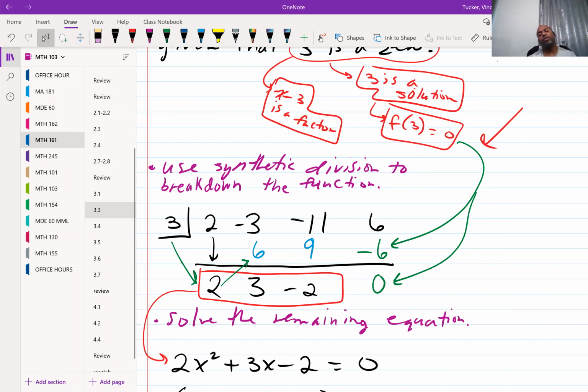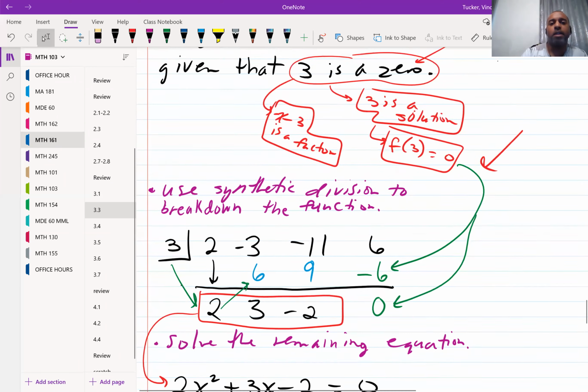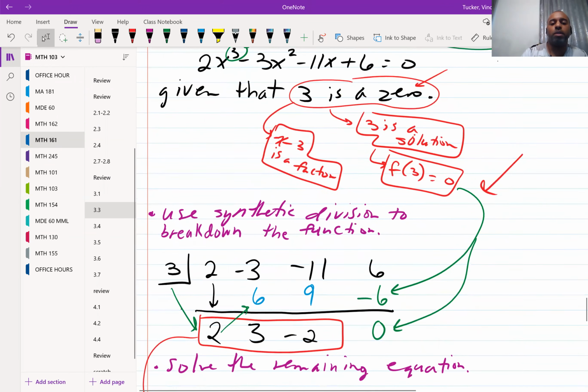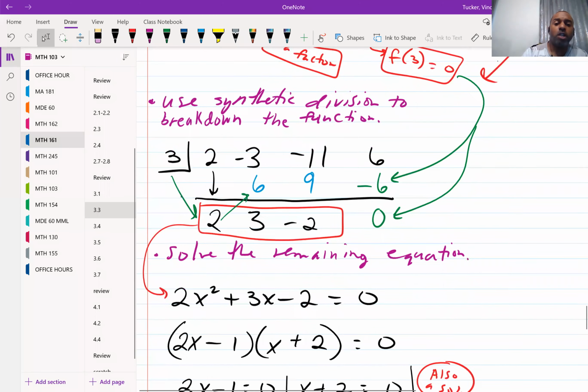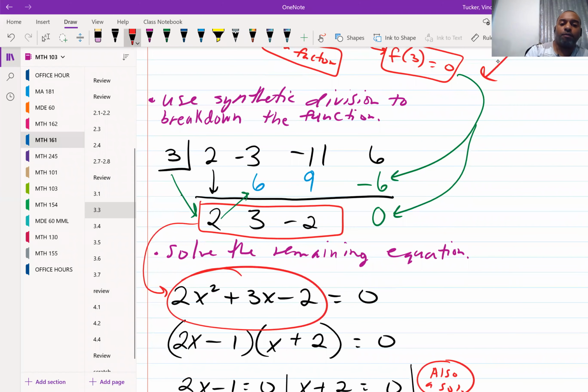All right, so we have 2, 3, and -2. Always remember you start off 1 degree or 1 exponent less than what you originally had. Originally, we have 2x cubed, so we're starting off with 2x squared. So now we have a function that we can either factor or use the quadratic formula for.